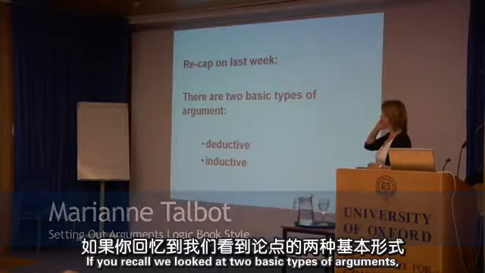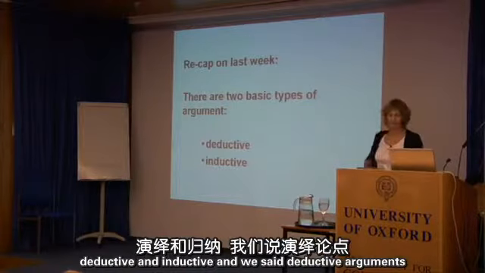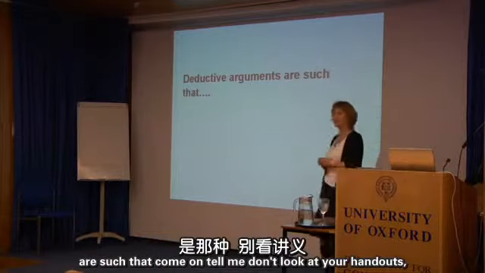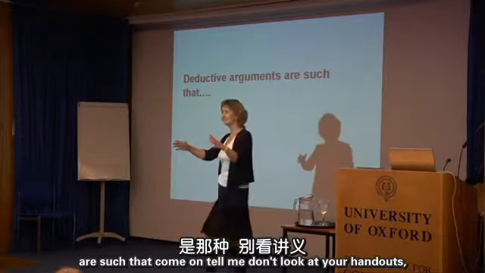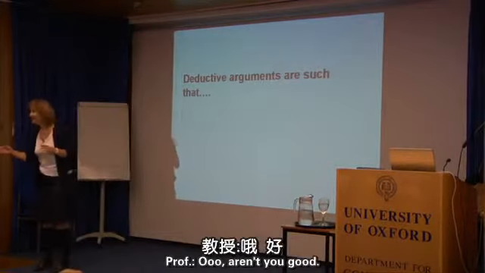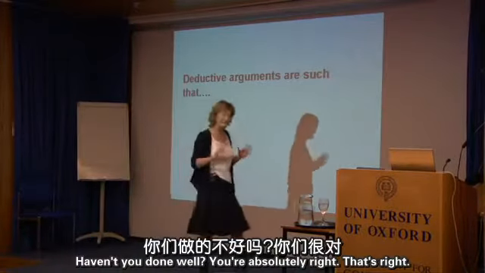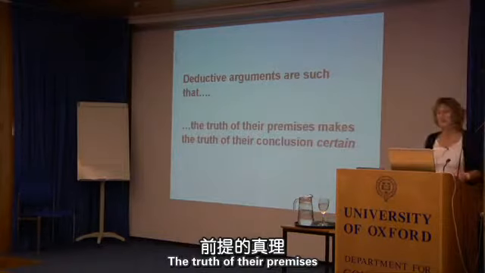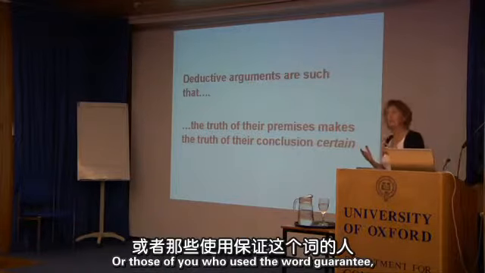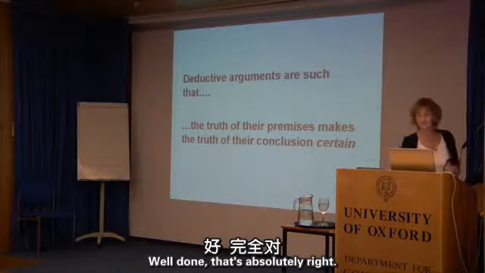If you remember, we looked at the fact that there are two basic types of argument, deductive and inductive. And we saw that deductive arguments are such that, come on, tell me, don't look at your handouts, tell me what a deductive argument is. How do you recognise it? You're absolutely right. The truth of the premise makes the truth of the conclusion certain, or those of you who use the word guarantee, the truth of the premise guarantees the truth of the conclusion. Well done.